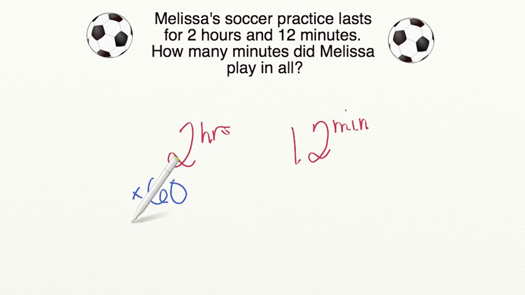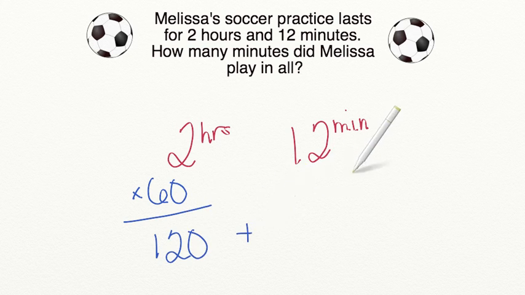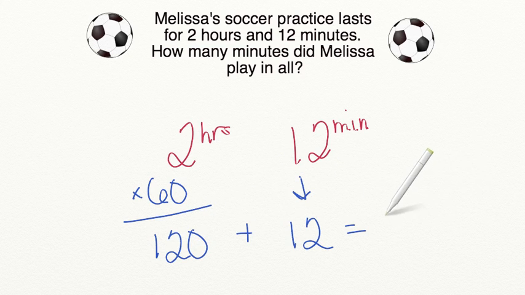So 2 times 60 equals 120. Now we need to add our remainder, or how many minutes she played extra. So we're going to add 12 minutes. 120 plus 12 equals 132. So that means that Melissa played 132 minutes in all.